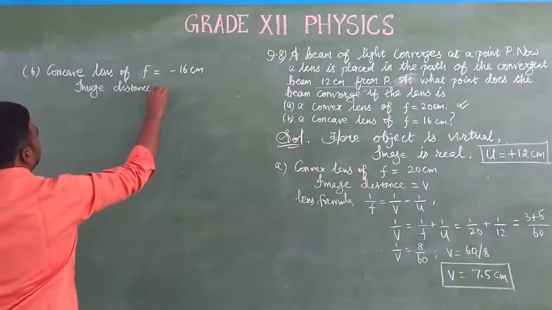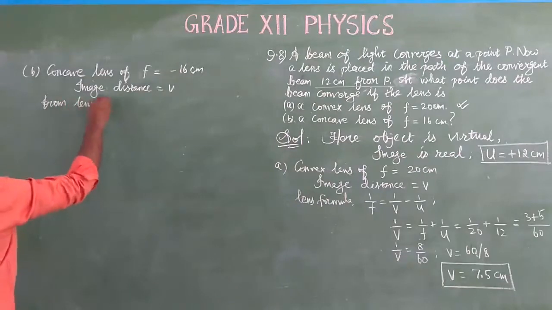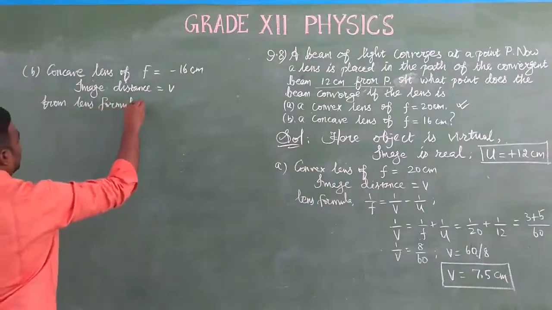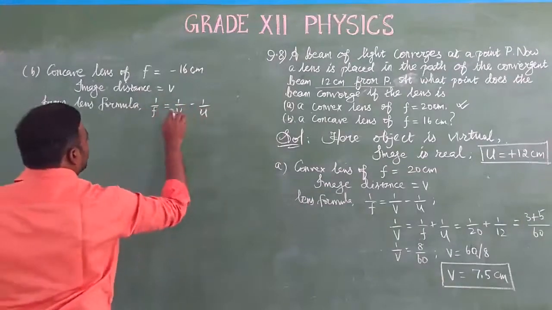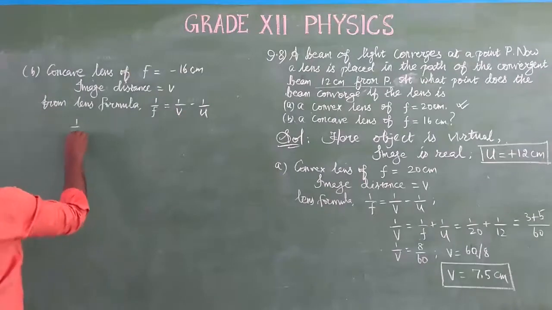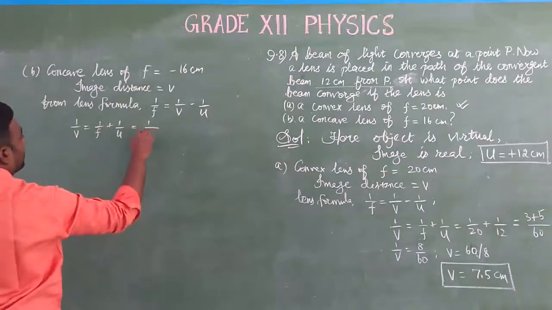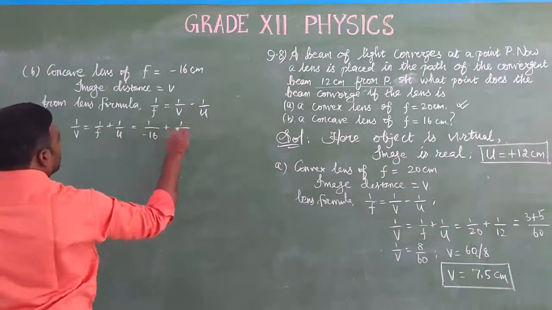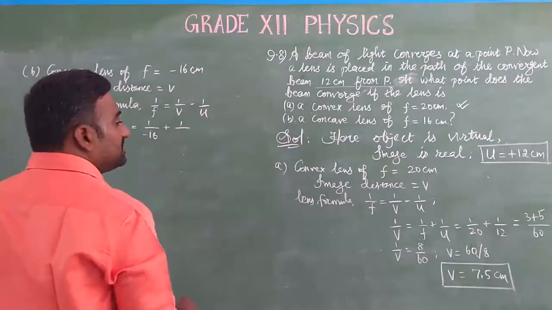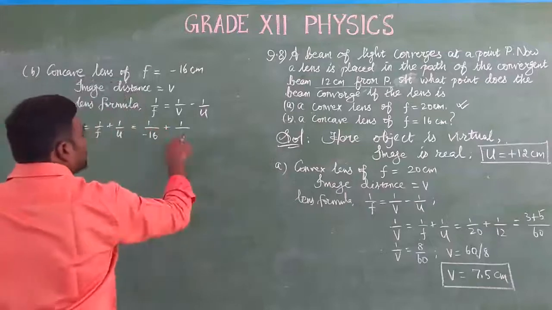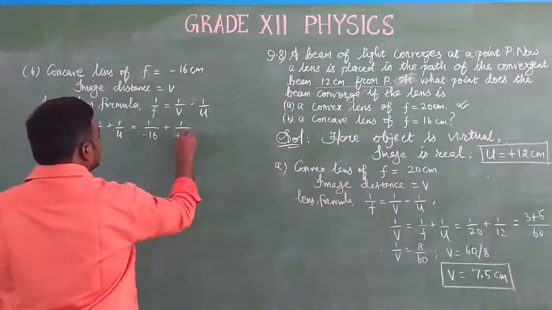If we take the image distance as v, from the lens formula, as usual, 1 by f is equal to 1 by v minus 1 by u. We want to find v only. Therefore, 1 by v is equal to 1 by f plus 1 by u. Substitute the value. Focal length is minus 16, plus 1 by u. What is the image distance? The object distance is 12. The object distance does not change. So 12.